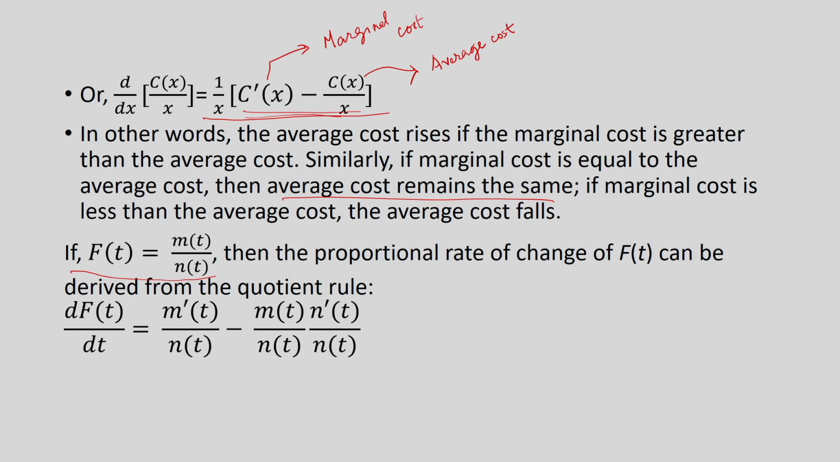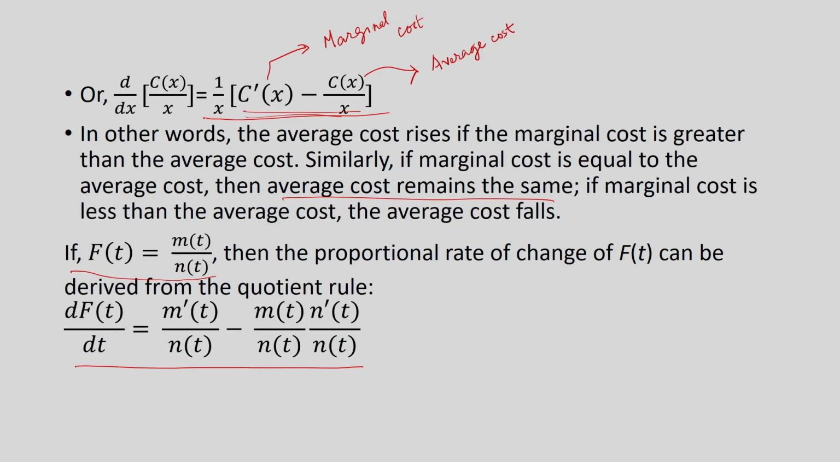So, both m and n are functions of t. We use the quotient rule here and we will get this expression: d/dt of f(t) is equal to m dash of t divided by n(t) minus m(t) divided by n(t) multiplied by n dash of t divided by n(t). I have jumped some steps here, but this is what you are going to get by using the quotient rule.